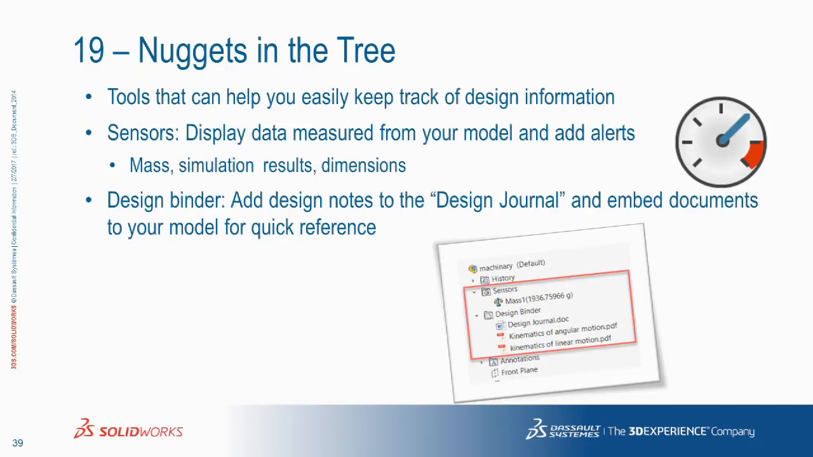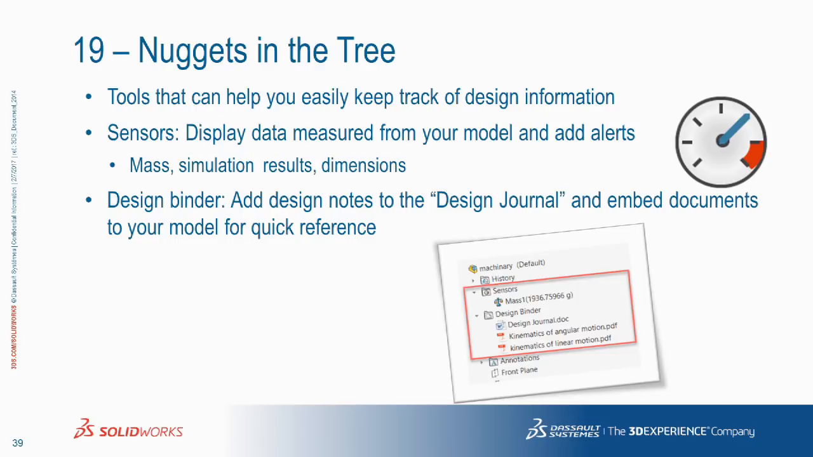And then here, I just like to point out a couple of these things. So there's these little nuggets in the feature tree that are pretty beneficial that a lot of people don't use. Things like sensors and the design binder. Those are the 2 I want to talk about now. So design binder, it's a cool way to basically embed documents to your model. Maybe you keep referencing this PDF that has some vendor data on it or whatever it might be. You can actually link that and embed it into your file so it's up at the top of your feature tree. And then sensors. Sensors is just a cool way to track information.